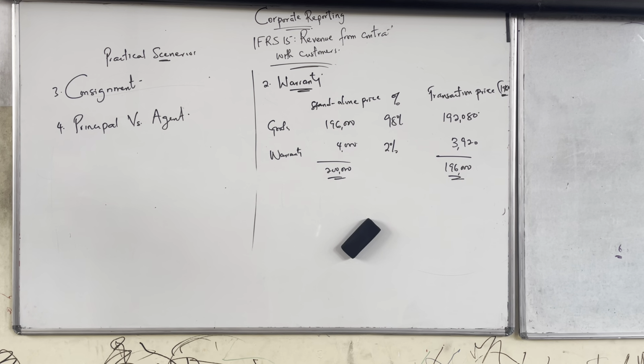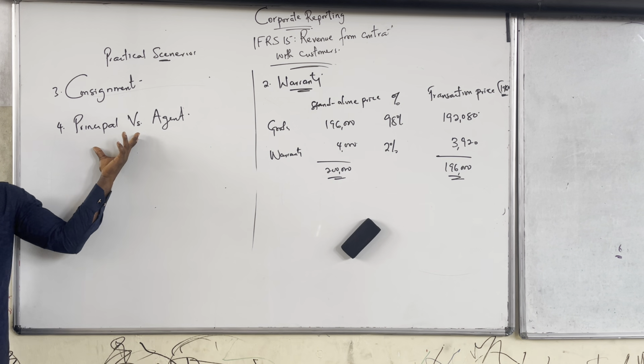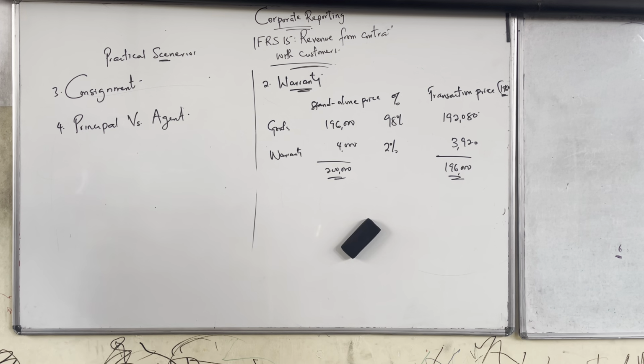It's very clear here that this entity is an agent. He's just arranging for the sales of the goods or services. He doesn't determine the price. He doesn't have an inventory risk. He doesn't have a credit risk. So all of this shows that he's an agent, and the only revenue you can recognize is commission, which he will ultimately recognize in his books. So that's principal versus agent. These are the arguments you put forth if you are asked a scenario like this in the exam.